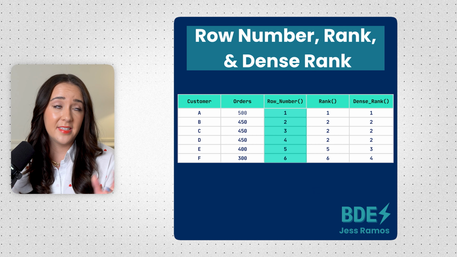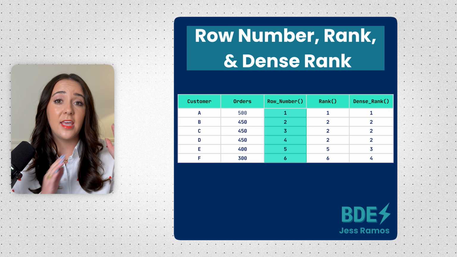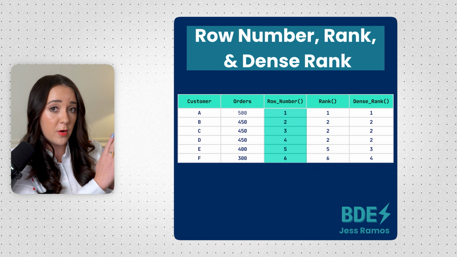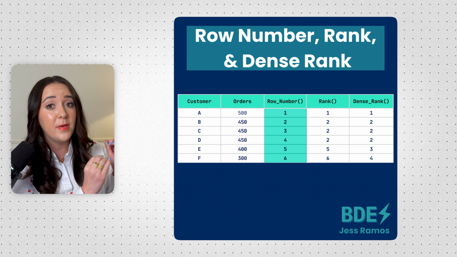First, let's look at row number because it's the easiest and it's actually used to solve most business questions. Row number is going to give a unique chronological sequential number for every single row in the data set. That means that every ranking value is unique and can only be used once.